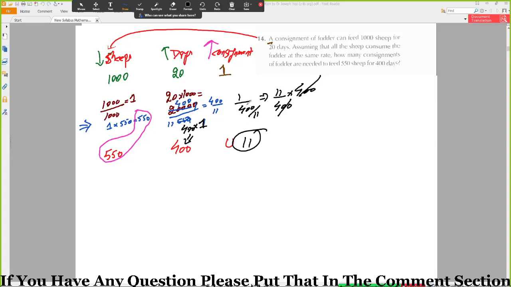Is it clear, or do you have any confusion? Yeah, I understand. Yes, so actually you need to do more practice on this type of question.